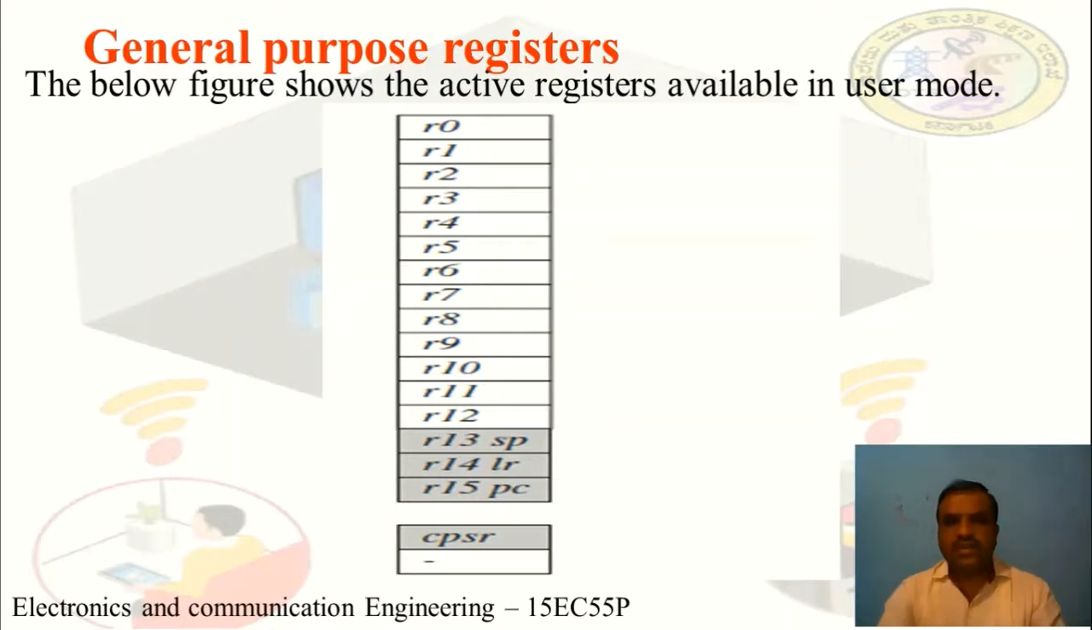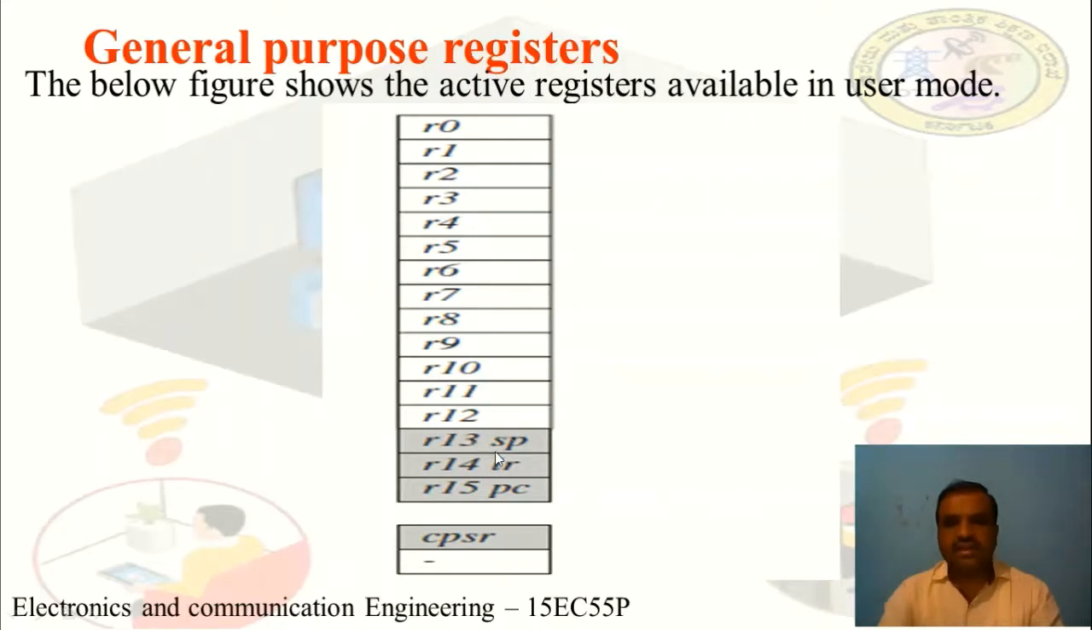In ARM7 TDMI we have totally 37 registers. Out of 37 registers, 31 registers are general purpose registers. The ARM processor works in 7 modes. The ARM processor will be in user mode when you are going to do the program and execute the program. In user mode, we have totally 18 registers. R0 to R12 are used for general purpose.